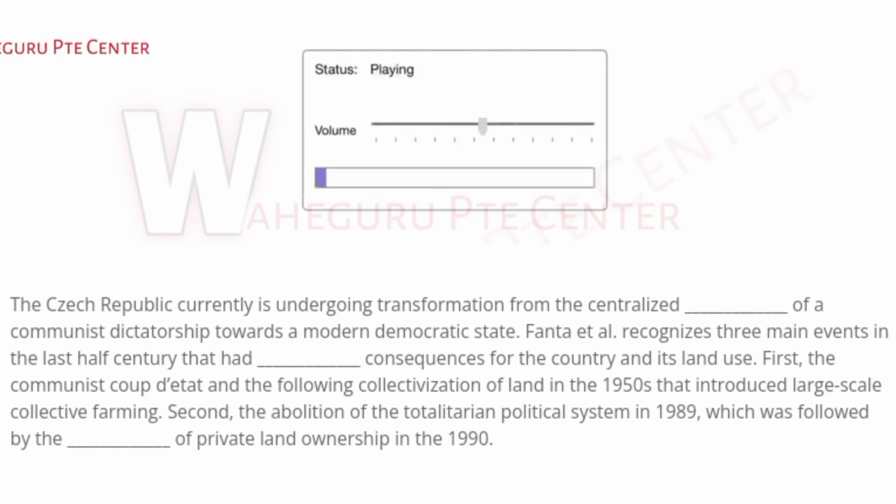The Czech Republic currently is undergoing transformation from the centralized regime of a communist dictatorship towards a modern democratic state. Formet et al. recognizes three main events in the last half-century that had profound consequences for the country and its land use. First, the communist coup d'état and the following collectivization of land in the 1950s that introduced large-scale collective farming. Second, the abolition of the totalitarian political system in 1989, which was followed by the restitution of private land ownership in the 1990s.